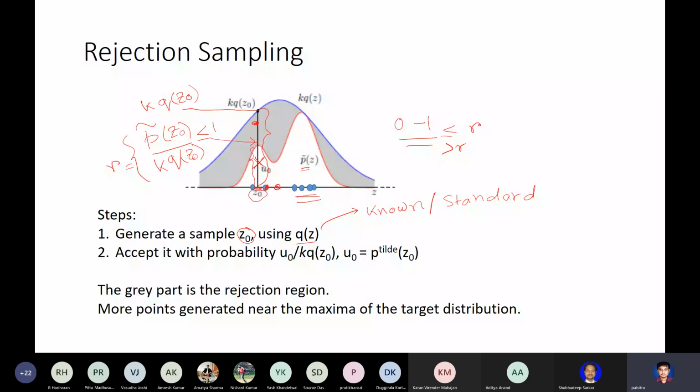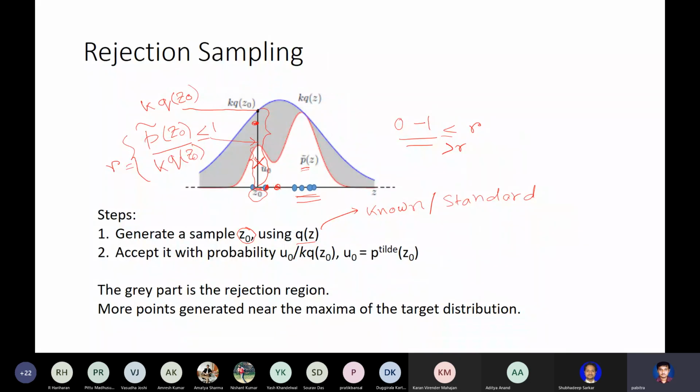So the final set of points that you get after this rejection, the points that you retain, will approximately represent the target distribution P tilde. It will represent the target distribution P tilde. So this is the principle.